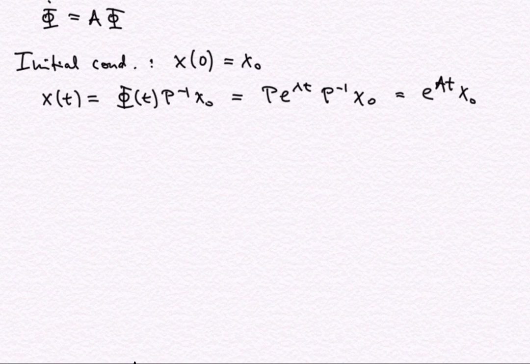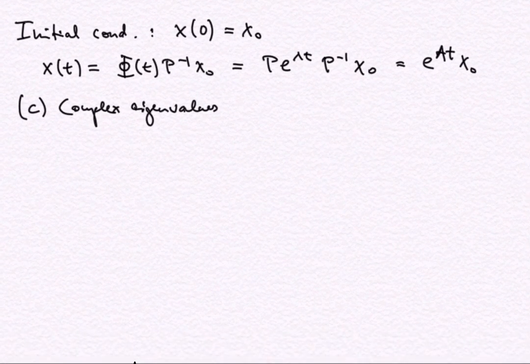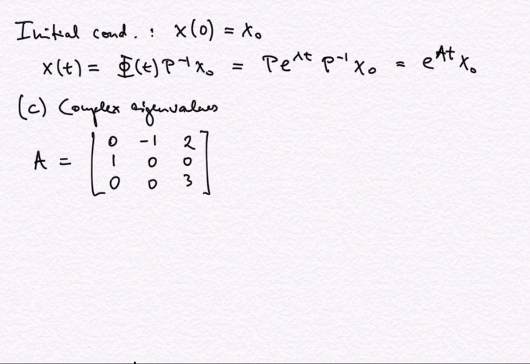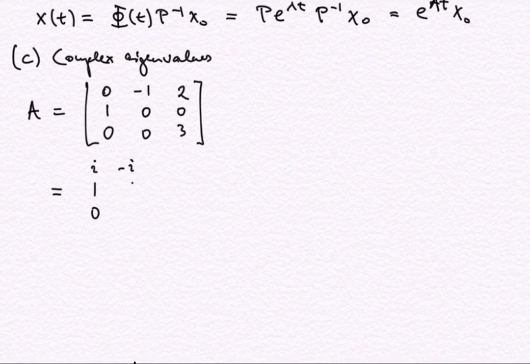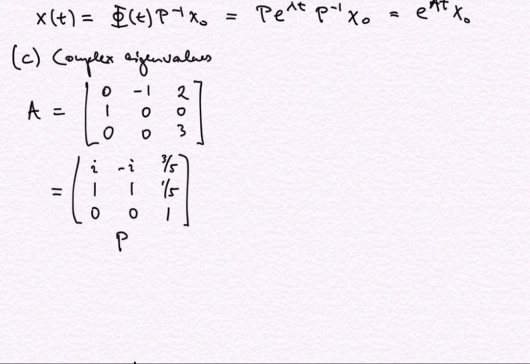Rather, I want to get to the third case because that one is a bit more interesting. What about complex eigenvalues? And again, I look at the matrix that we had in the corresponding eigenvalue video, which was the matrix 0, 1, 0, minus 1, 0, 0, 2, 0, 3. And we found that the eigenvalue decomposition was given by i, 1, 0, i being the imaginary unit, minus i, 1, 0, 3/5, 1/5, and 1. That was P, the three eigenvectors.